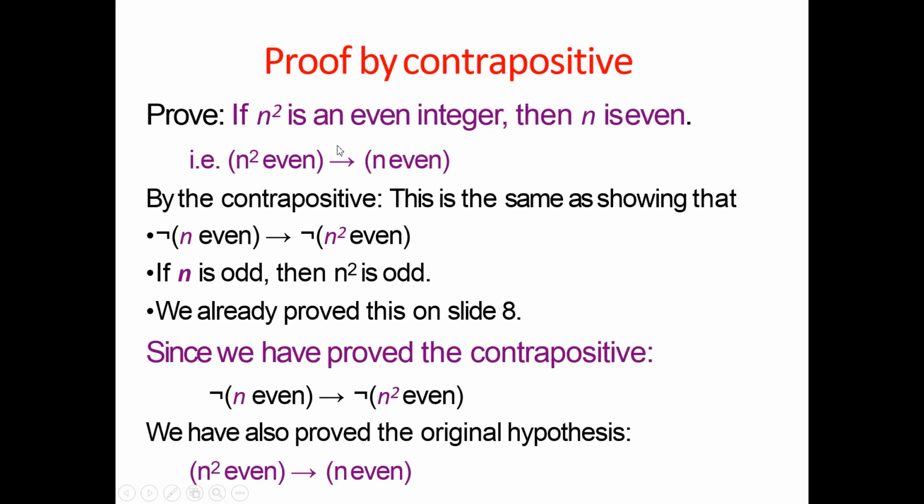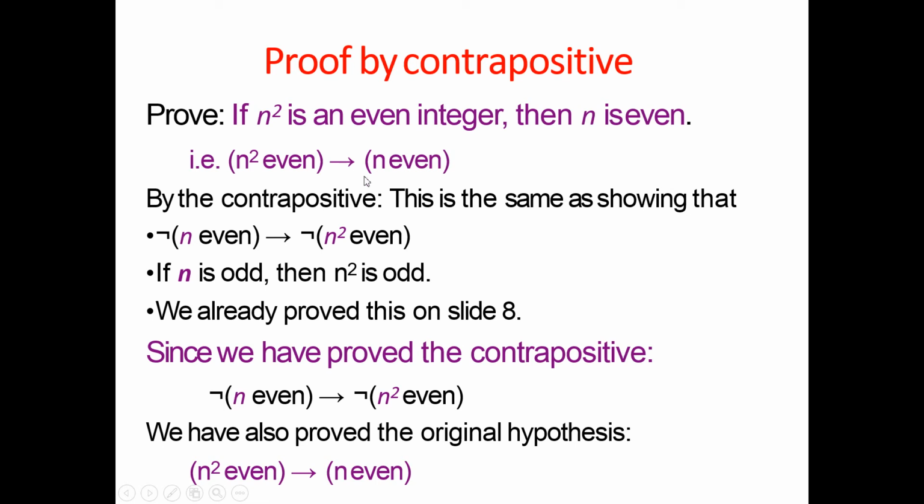Proof by contrapositive, another question which we have already done with the direct proof method. So let's see how we can do the same question with another method. The question here is, if n square is an even integer, then n is even. That is, we have to prove that n square even implies n is even. By the contrapositive, this is the same as showing that negation of n even implies negation of n square even.